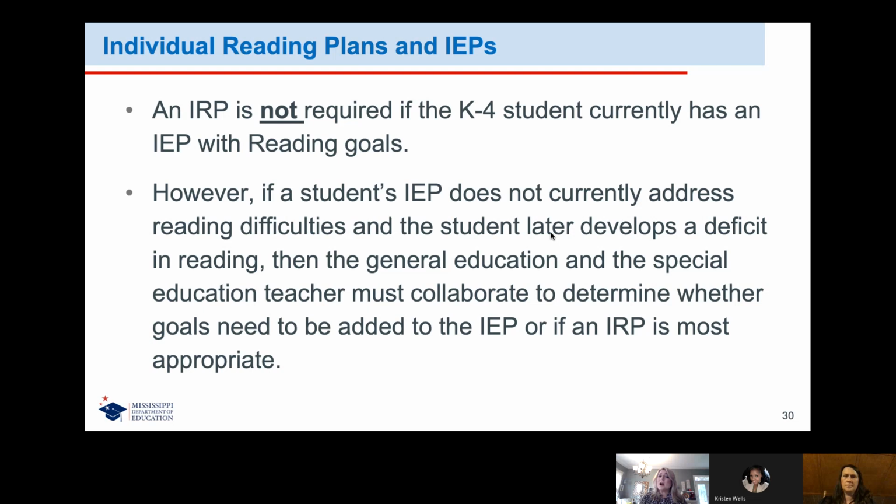An IRP is not required if the K-4 student currently has an IEP with reading goals. However, if a student's IEP does not currently address reading difficulties and the student later develops a deficit in reading, then the general education and the special education teacher must collaborate to determine whether goals need to be added to the IEP or if an IRP is most appropriate.